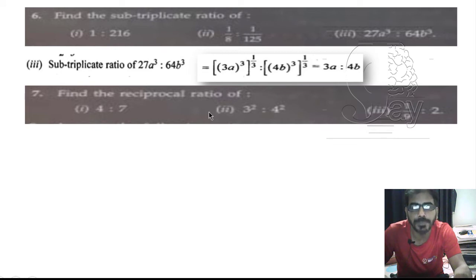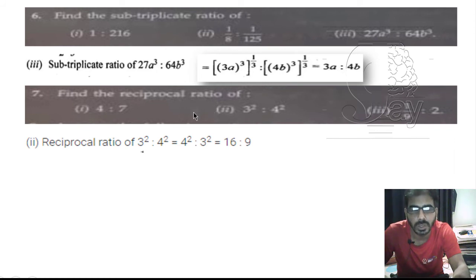Okay, going to the next question. Find the reciprocal. This is the simplest one, you know that. You are just going to reverse the denominator and the numerator. So 3 square is to 4 square. The reciprocal ratio of that is 4 square is to 3 square, and then 16 is to 9.